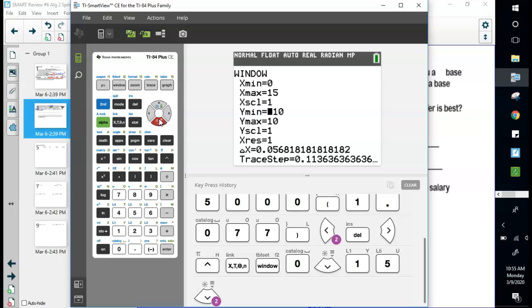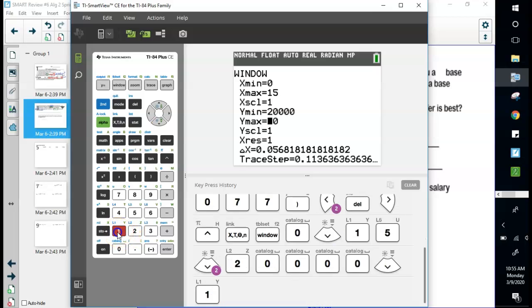Now the y's are going to be the amount of money you're making. The lowest job offer I had was like $25,000, so I'm going to start my y's at $20,000. And then my maximum salary, I don't know. A girl can dream, right? Let's go to $100,000.